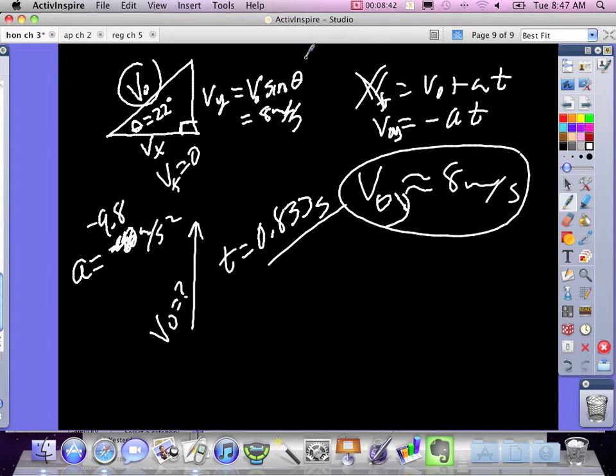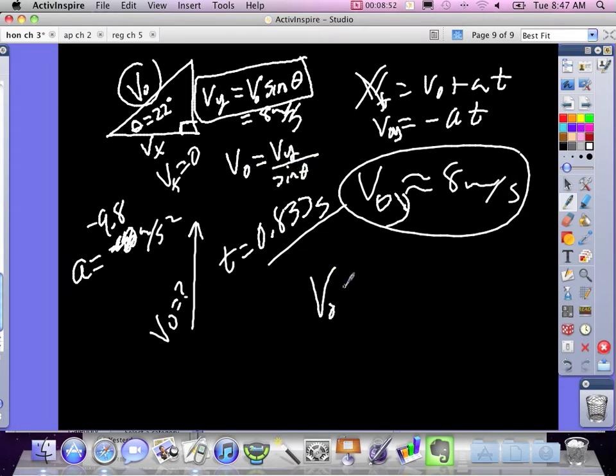Okay, hopefully you use this right here. And you said V0 is going to be equal to Vy over sine theta. So the original velocity, not the vertical, not the horizontal, but the velocity at an angle of 22, should be something like 8 over sine of 22. And what do you get when you do that?